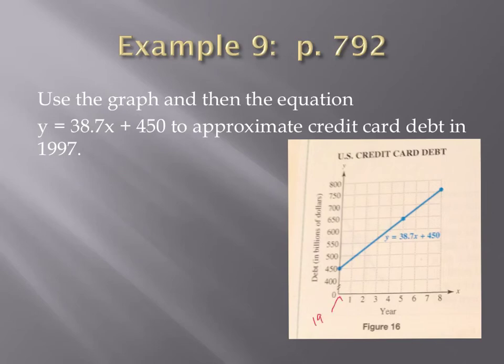0 is 1995. So year 1 is 1996, 97, 98, 99, 2000, 2001, 2002, 2003. Alright, so they're wanting us to look at credit card debt in 97, so 95, 96, 97. So if I go up to year 2, till it hits the line and go over, that's going to be about $525 billion.